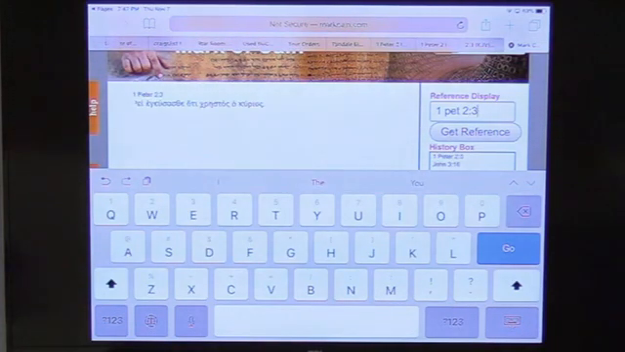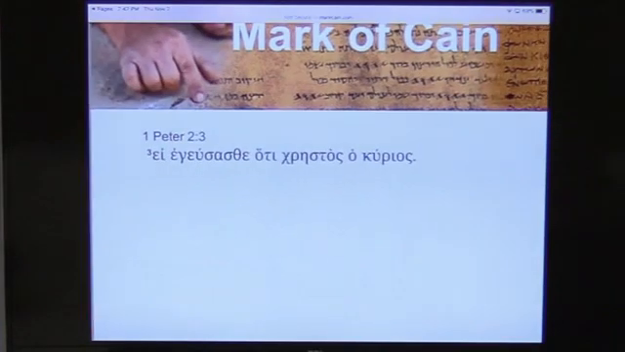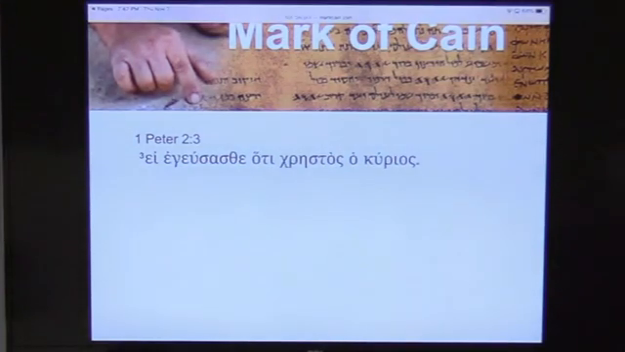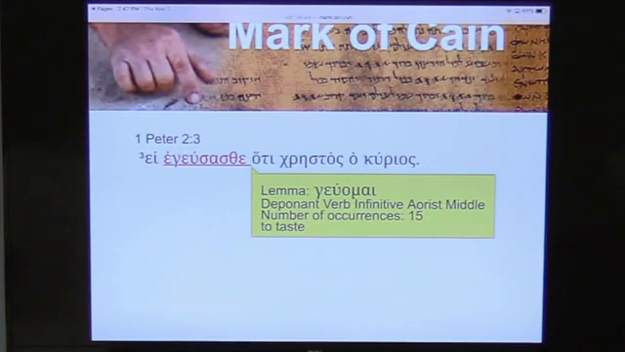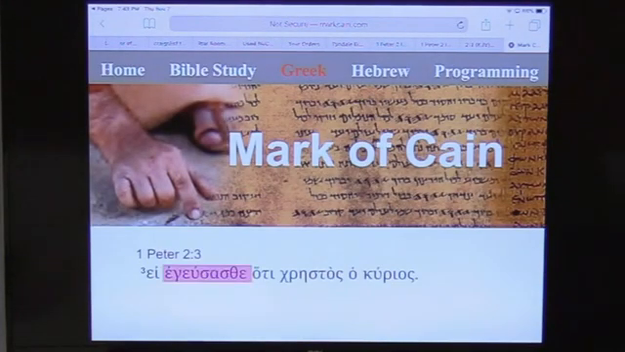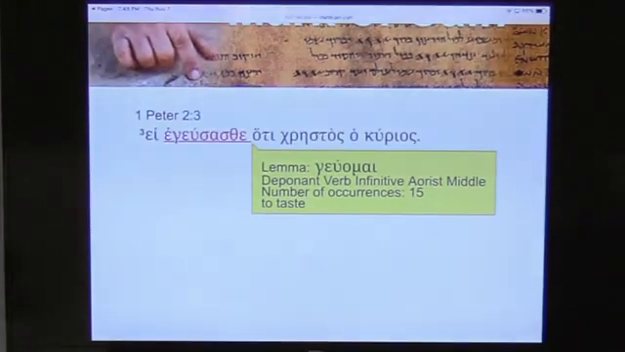So this one here, do you see this? If you just touch, or if you have it on your computer with a mouse, you just hover over it, and it gives you the lemma. And it tells you it's a deponent verb infinitive, aorist middle infinitive. Taste and see. I don't think that's an infinitive. That's interesting, isn't it?